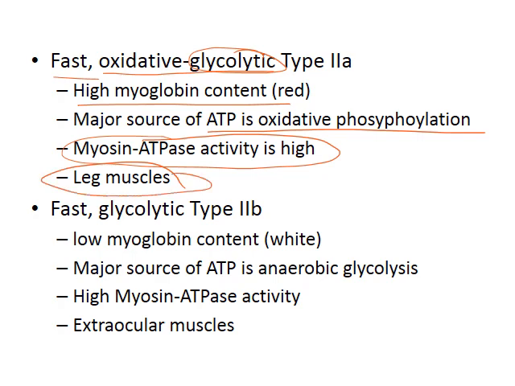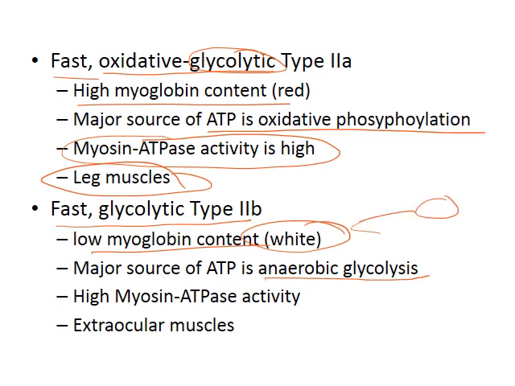And the last one is type 2B, fast glycolytic, and it's going to have a low myoglobin content, so it's going to be more white than red. And ATP is going to be through anaerobic glycolysis rather than oxidative phosphorylation, because we don't have that oxygen coming from myoglobin that we have in the other types. The myosin ATPase activity is going to be high. That's where our fast is coming from. And again, these are for your eyes primarily.